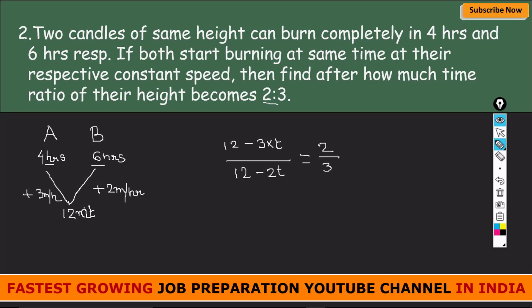Now it's very easy. You just have to solve this equation. 12 3s are 36 minus 3 3s are 9T, equal to 24 minus 4T. Either take this 9T over there or the 4T. So we'll take it as 5T equal to 12. So the value of T equals 12 by 5.